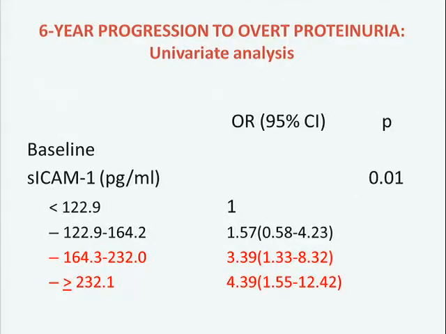So for the first outcome, in the univariate analysis, when we look at the 28 markers, only one was significantly associated with the progression to overt proteinuria. And as you can see, patients who were in the upper quartile of this marker were about 3 to 4 times more likely to progress to overt proteinuria.